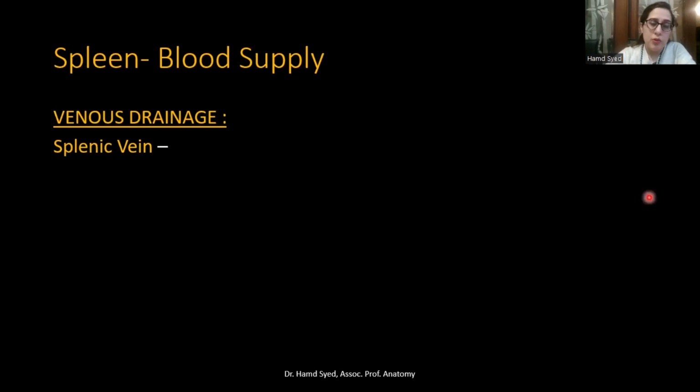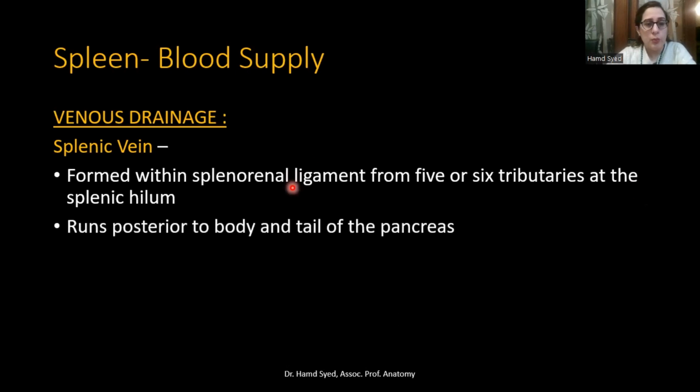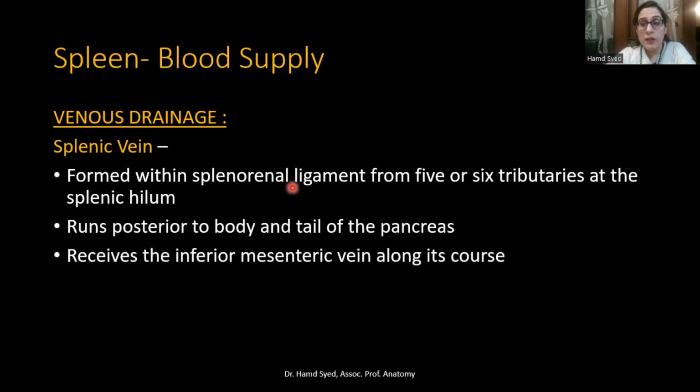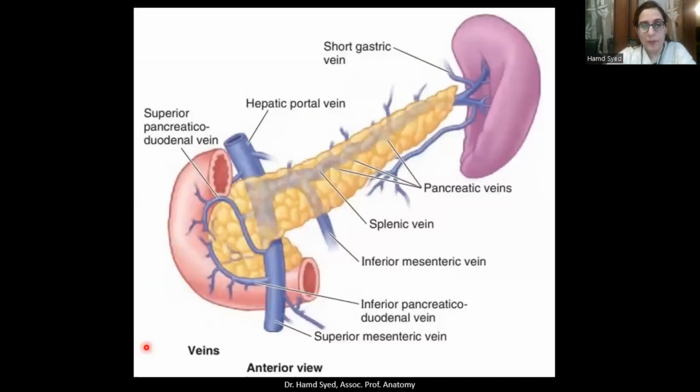What about the venous drainage? That is by the splenic vein. The splenic vein is formed within the splenorenal ligament from 5 or 6 tributaries which join at the splenic hilum. And this runs posterior to the body and tail of the pancreas. It receives the inferior mesenteric vein along its course, and eventually it unites with the superior mesenteric vein behind the neck of the pancreas to form the very important portal vein.